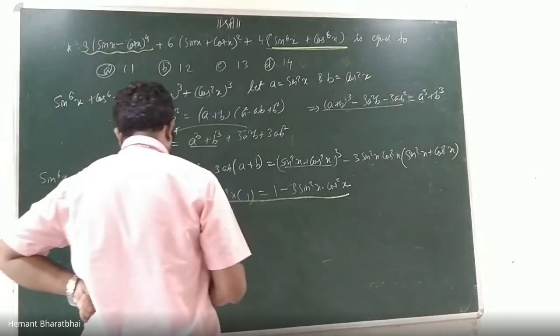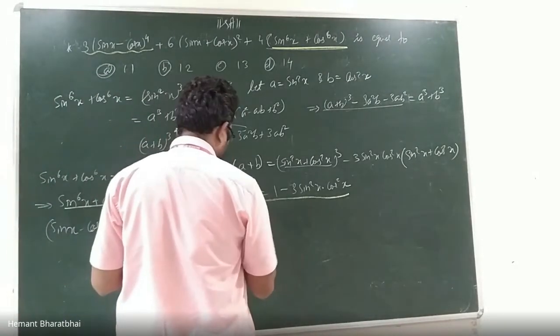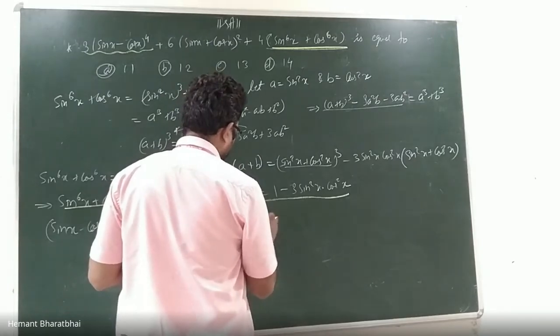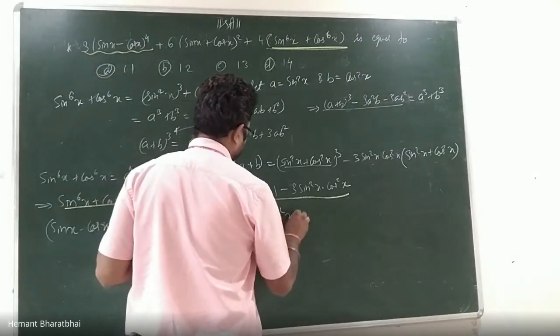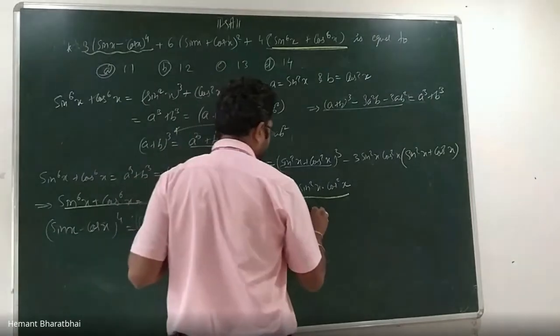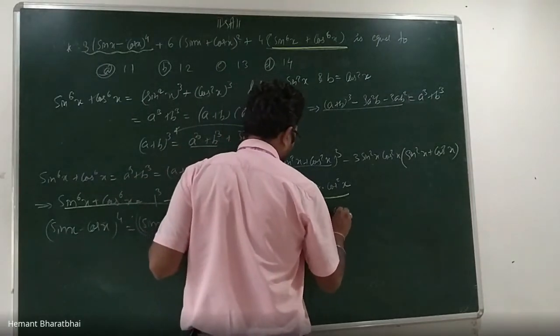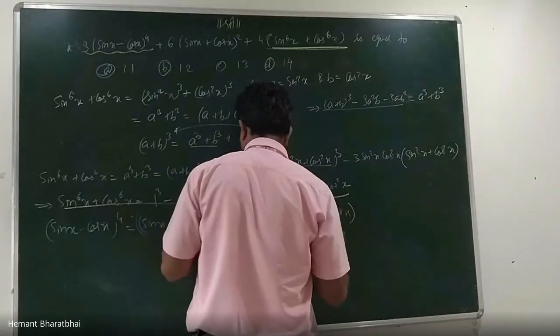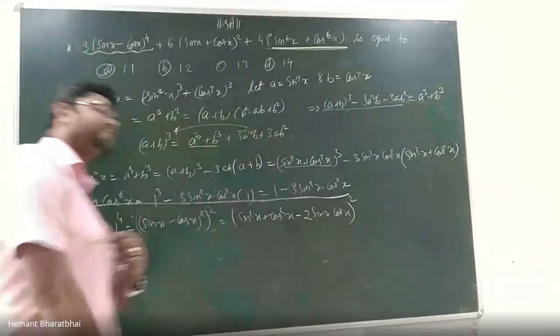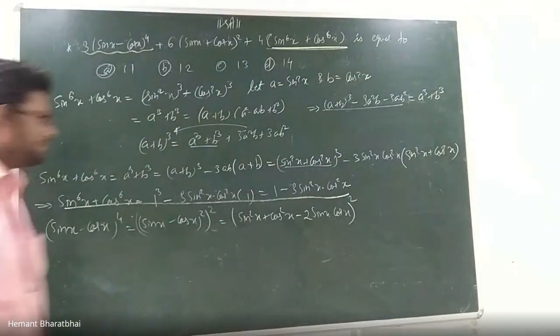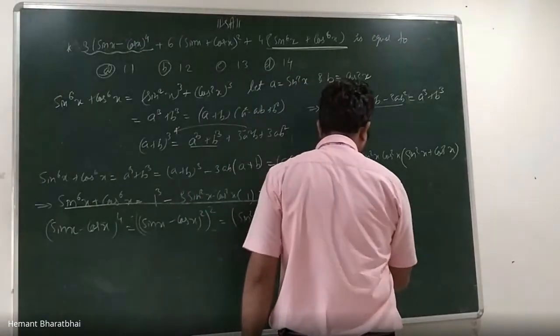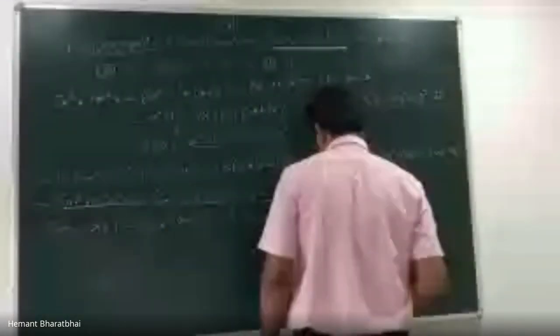An advantage of this will be, when I expand this, I will get sin square x plus cos square x minus 2 times sin x into cos x, and this square, that is the whole square. So sin square x plus cos square x is again 1. So this will become 1 minus, and with this formula, 2 times sin x into cos x is sin 2x. So this will be 1 minus sin 2x the whole square.